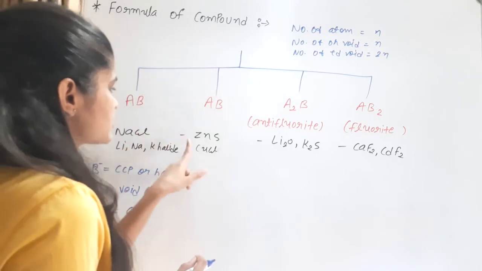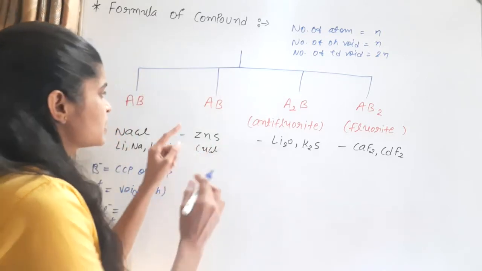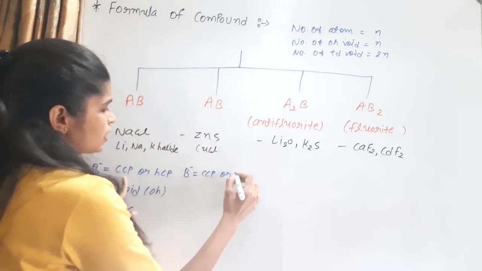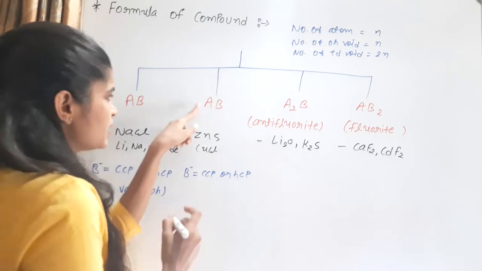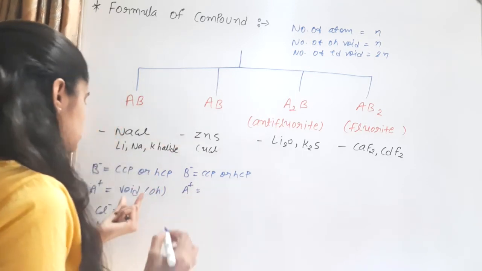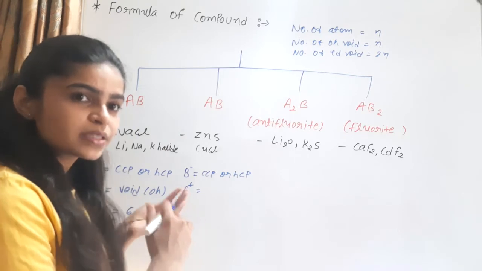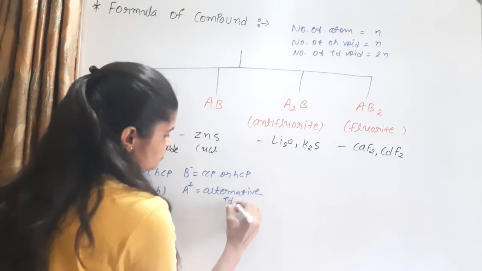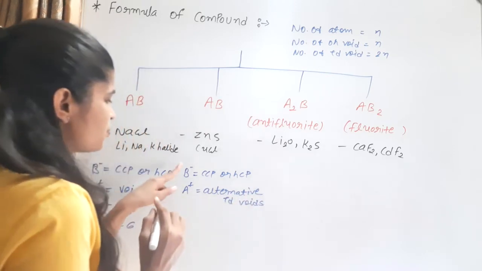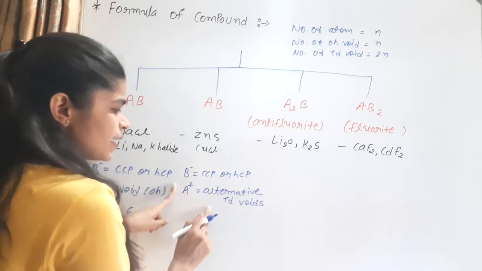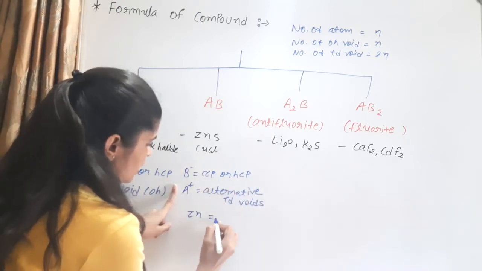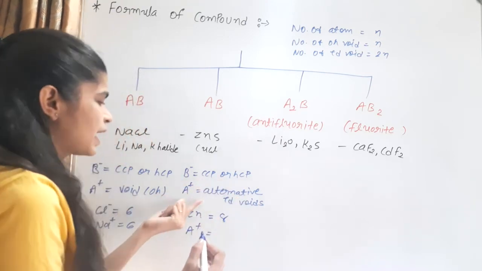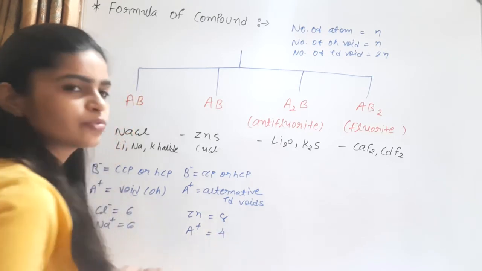Next, AB: ZnS and CuCl. In this, B minus adopts the same CCP or HCP, but A plus does not occupy octahedral voids; it occupies alternative tetrahedral voids. So B minus means S, and A plus means Zn. Zn coordination number is 4 and S coordination number is 4.